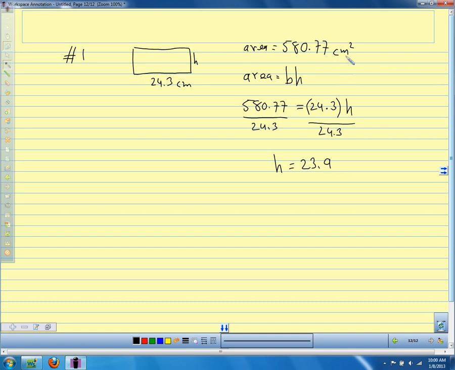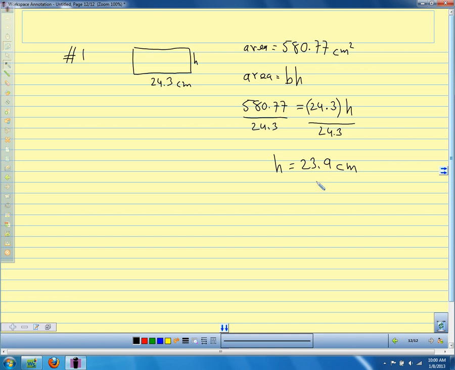So area is in units squared. Length is in straight units. So the height is a length, and it gives us everything in centimeters. So my height comes out to be 23.9 centimeters. The units are important because centimeters is different than square centimeters. And when we start talking about volume, centimeters, square centimeters, and cubic centimeters are different things. So we have to make sure that we put our units in here.